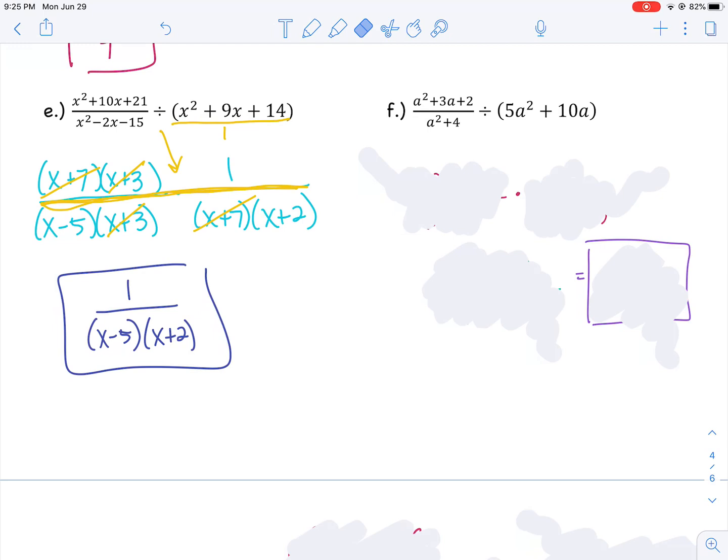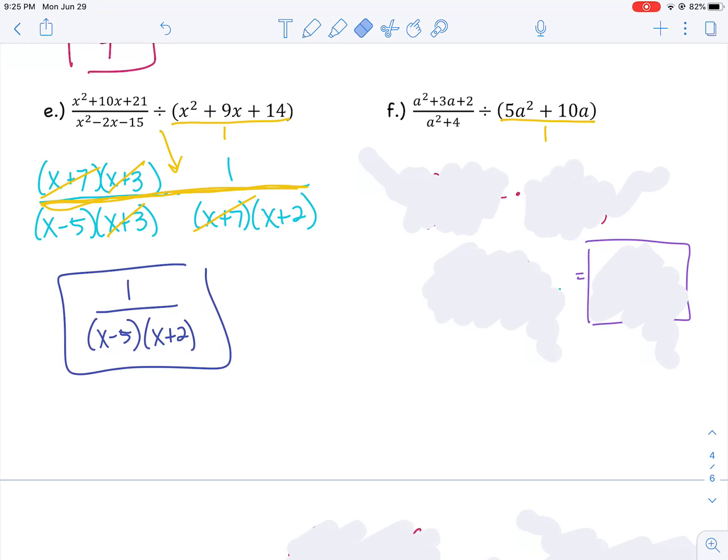All right, last one. Let's look at F. Kind of similar to E, it looks like I have a 5a squared plus 10a, and I could really say over 1. So now I'm looking at 2 fractions being divided, so I know that I could really multiply by the reciprocal. I'm going to keep the first fraction, but factor it.